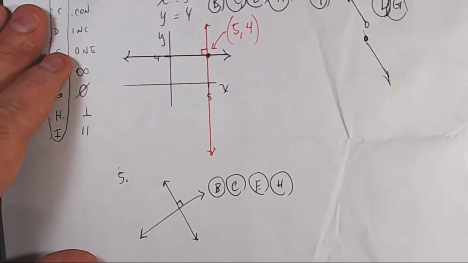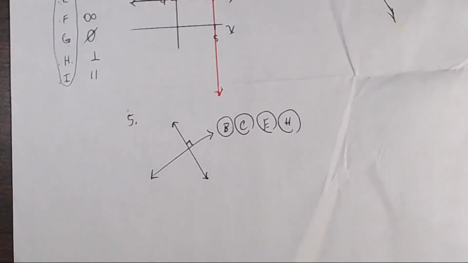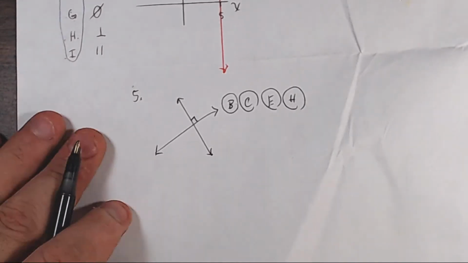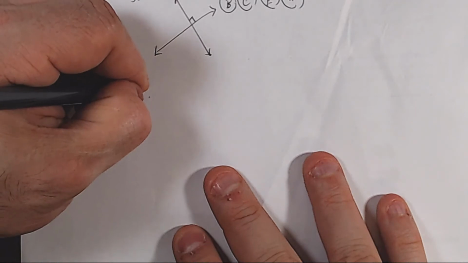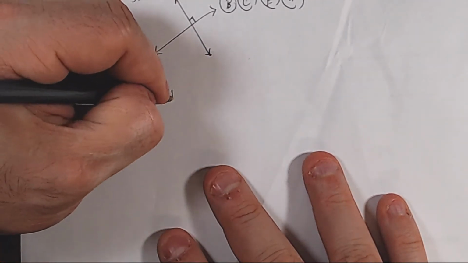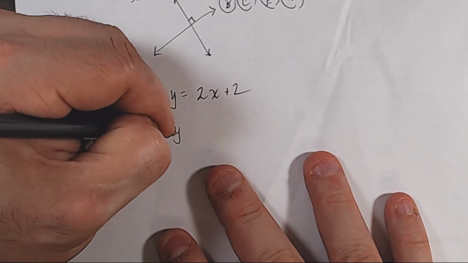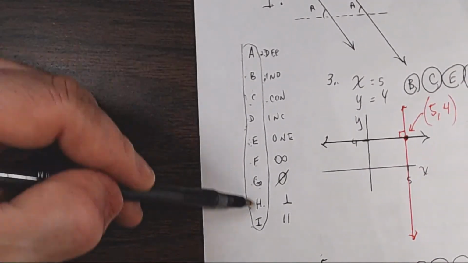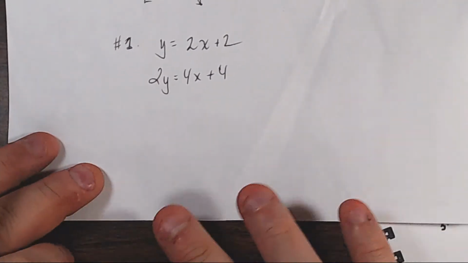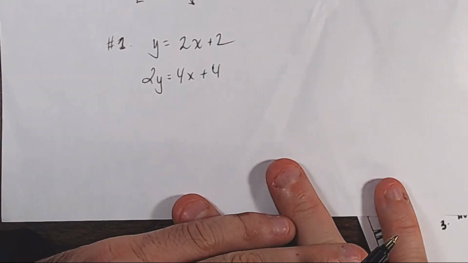Now, the one thing we didn't see was what a dependent system looks like. There was a dependent system in your homework assignment, so let me show you that problem. This was number 1 from the homework assignment. You were given y equals 2x plus 2 and 2y equals 4x plus 4, and asked to do this same analysis, just a portion of it. So we compare these two equations.